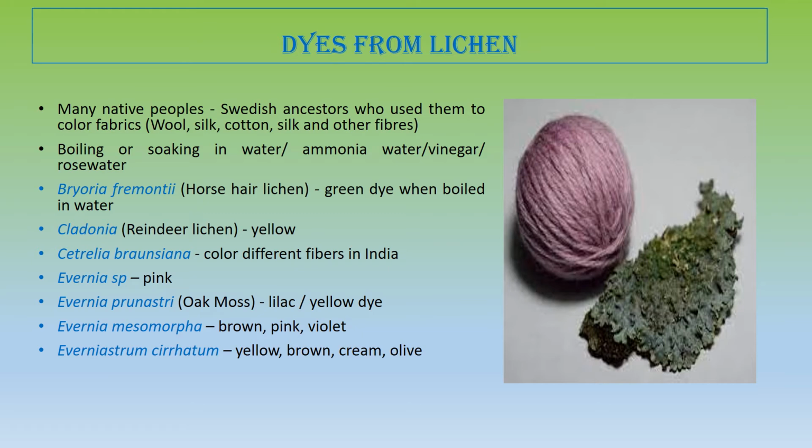So next is the Everniastrum cirrhatum. Earlier it was called Hypotrachyna cirrhata, but now it is called Everniastrum cirrhatum. It gives a very concentrated shade, and we obtain dye from it. It is found in a wide range of conditions, from the very cold conditions in the Himalayas to the dry, hot and humid climate in Central America and Mexico.